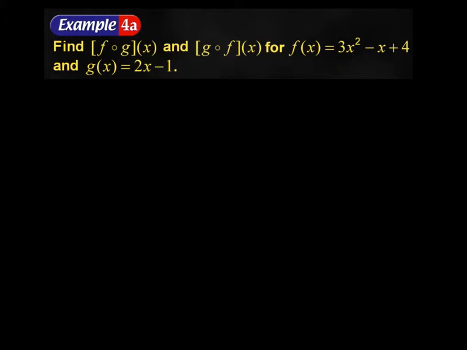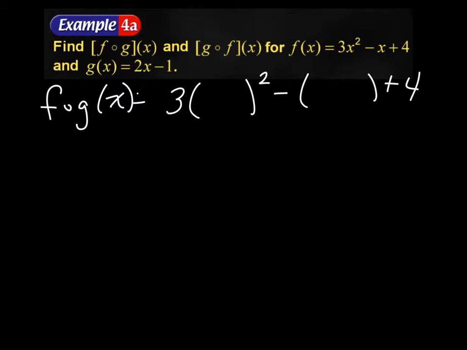And they want us to find f of g of x and g of f of x for f of x equals 3x squared minus x plus 4, and g of x equals 2x minus 1. When we do the f of g of x, the f function is our structure, and where there was an x, we're going to replace it with g of x. So we're going to put in the 2x minus 1.